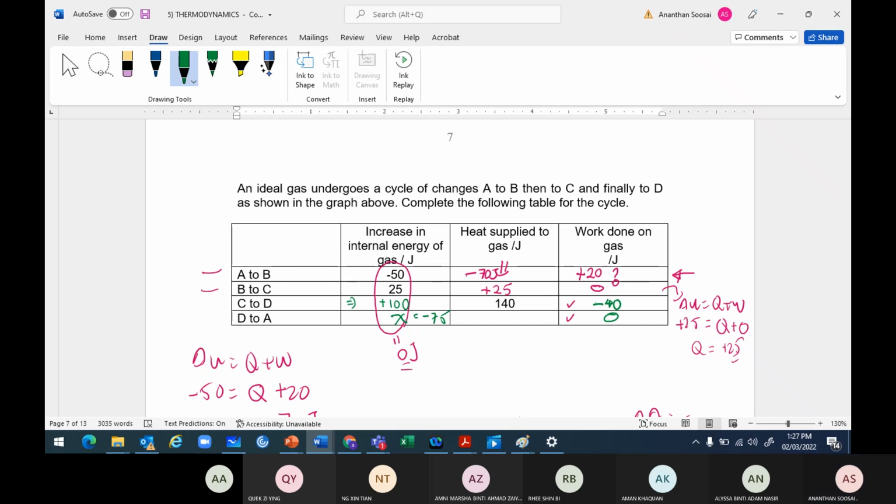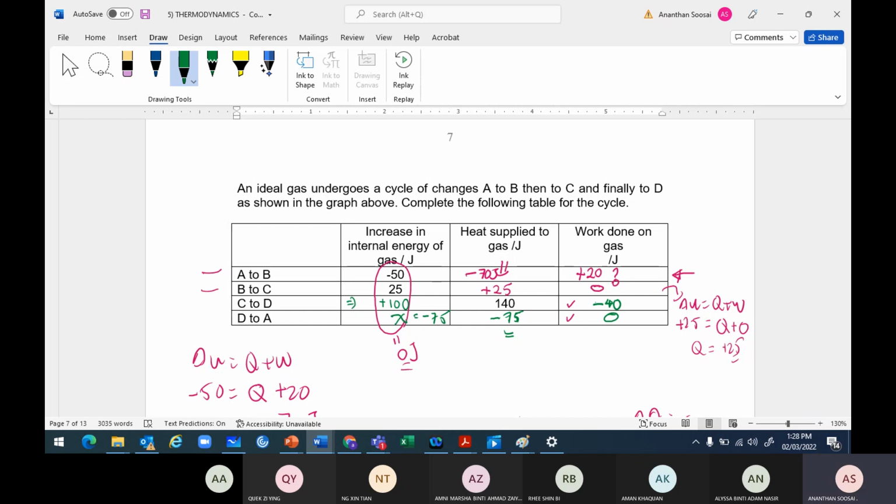So then, can you get the heat supplied now? How much heat supplied will it be? Use the first law. Change of U equals Q plus W. So U is negative 75, W is 0. So this must also be negative 75. This is how the energy changes.